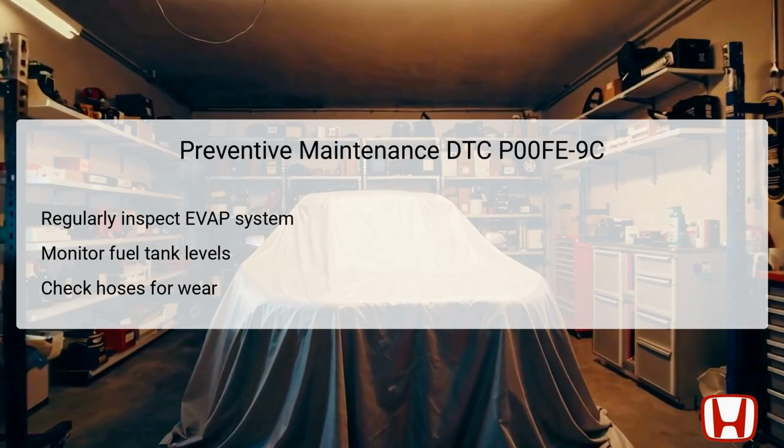Alongside this, check hoses and connections for any signs of wear or damage. Timely replacements of aging components can prevent blockages from occurring. Maintaining cleanliness and functionality in the EVAP system not only promotes enhanced performance, but also helps comply with environmental regulations, minimizing harmful emissions into the atmosphere.